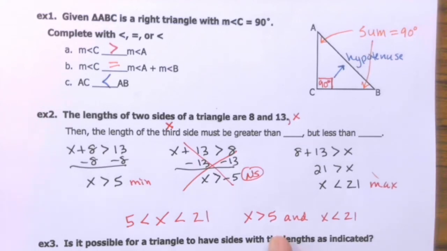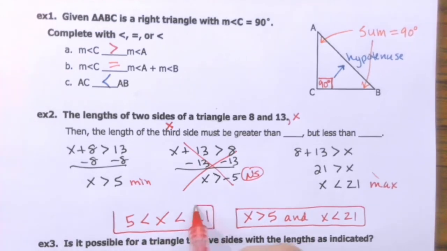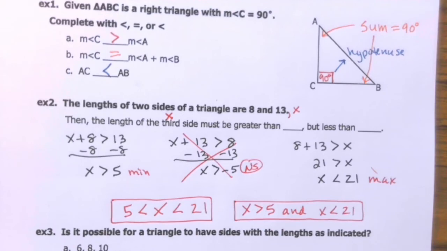So if x is 6, a triangle is possible. If x is 10, a triangle is possible. Only when you get past 21, like if x is 25, then a triangle won't be possible. It goes the other way as well. Anything lower than 5 and a triangle isn't possible. So x equals 4, a triangle isn't possible. It's only within this range that a triangle will actually be able to happen. Otherwise, one side will be too big for the other two.